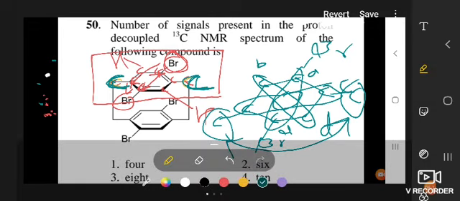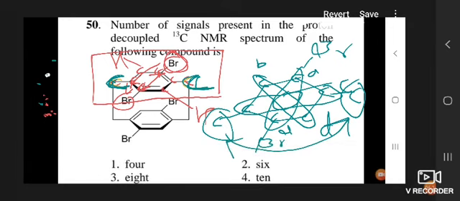So on the basis of that, we can say that in the given compound there are four C13 decoupled NMR signals. That means the proton decoupled C13 NMR spectrum of this given compound shows four signals.